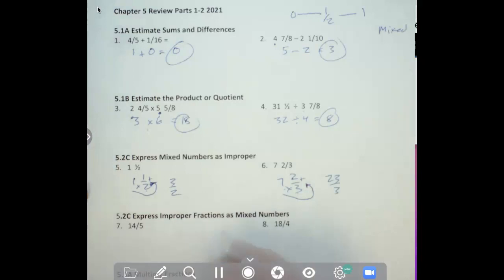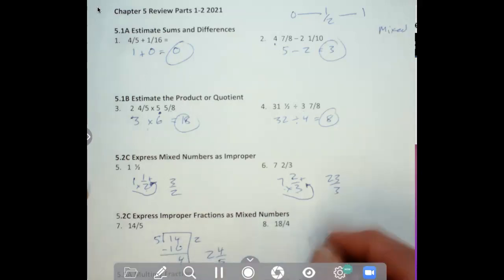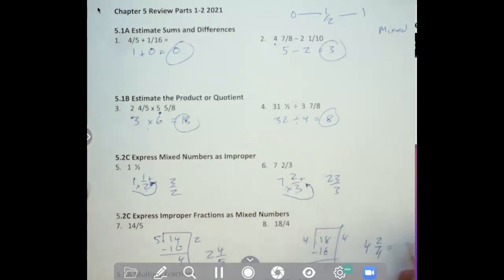Here we have to express these improper fractions as mixed numbers. Most of you can do it in your head, but we do 14 divided by 5. It goes in there 2 times. 2 times 5 is 10. When we subtract out, we have 4 left. 4 is smaller than 5, so here's our answer, 2 4/5. 2 wholes and 4 pieces out of 5 is another way of thinking about that. 18/4. Well, we can put it in there 4 times, would be 16. We subtract it. We've got 2. That's smaller than 4, so we're done. So it's 4 2/4, which can be reduced to 4 1/2.